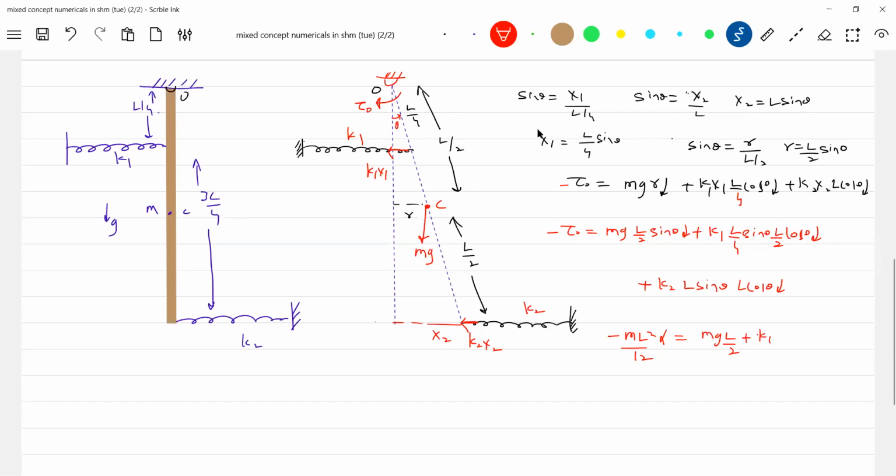plus K1 L square by 8 cos theta, K2 L square cos theta. The whole of this will be sine theta. Theta is very small, so sine theta will be theta.